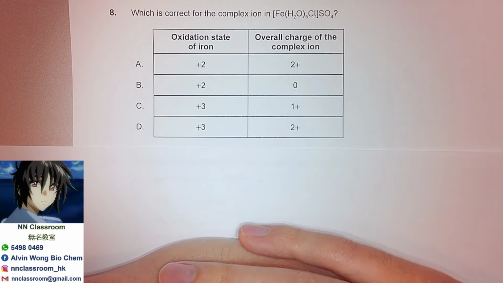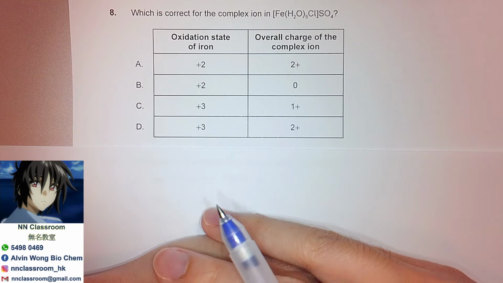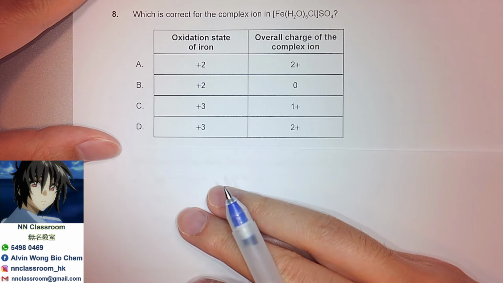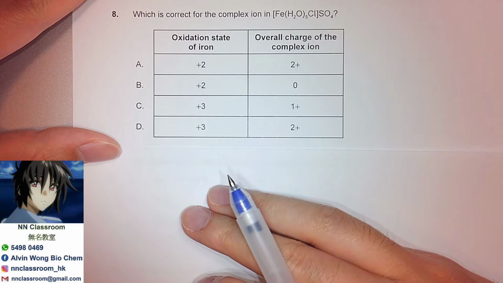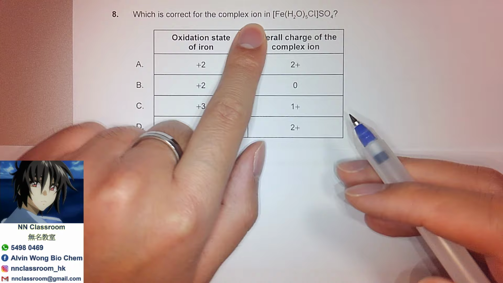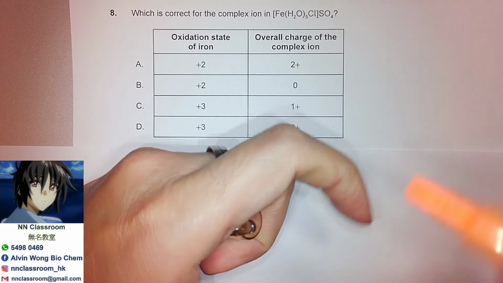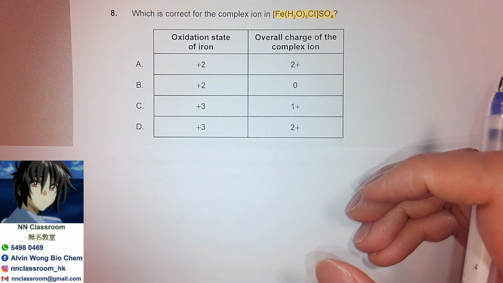Today I'd like to share with you a past paper question from 2018 Time Zone 0 November, question number 8, a topic related to topic 13, the understanding of the concept behind the complex ion or complex formation. Let's see which is correct for the complex ion. It's not a difficult one, a straightforward one, asking for the understanding of charge determination.